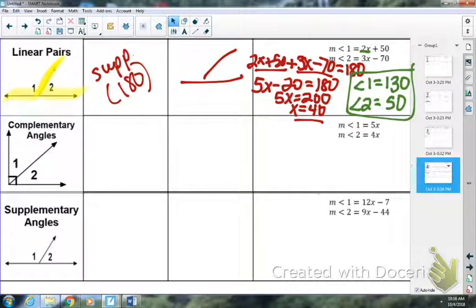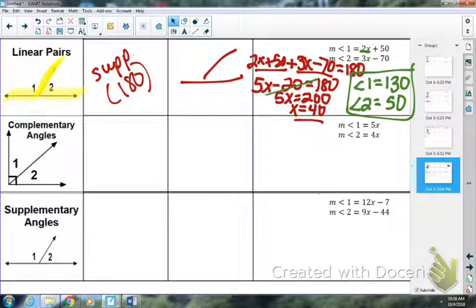So again, it all depends on what you're asked for your answer. If it just says find x, you would stop there. If it actually is asking you to figure out what the angle should be degree-wise, then you would plug it back in. Okay, so we have 2 left. Okay, so we have complementary and supplementary.